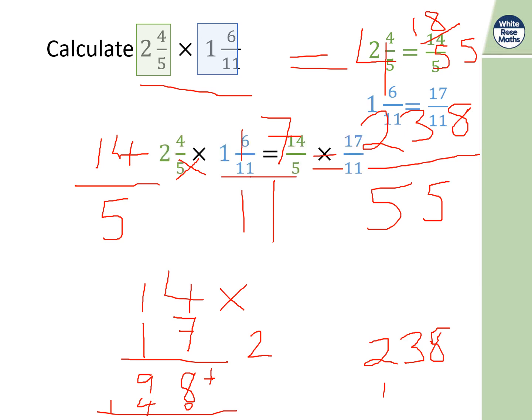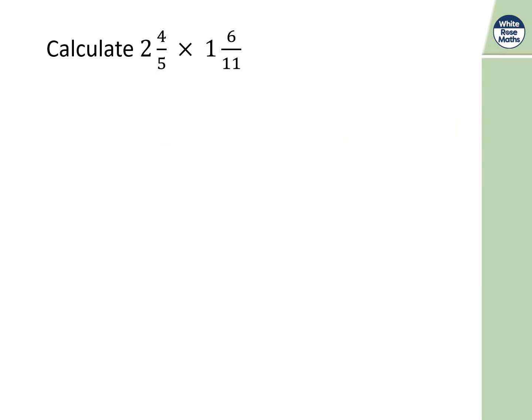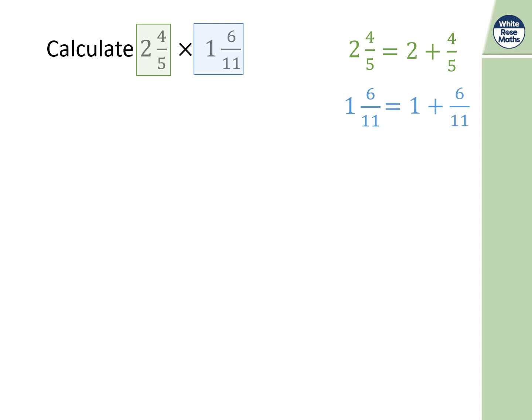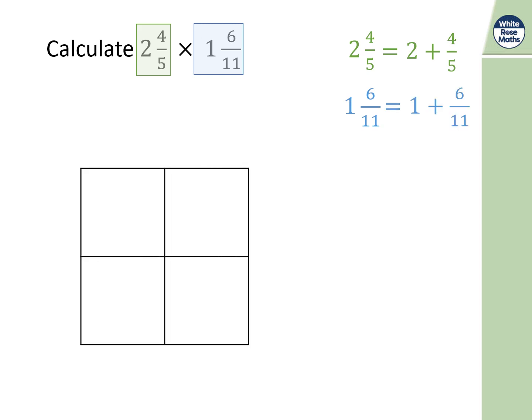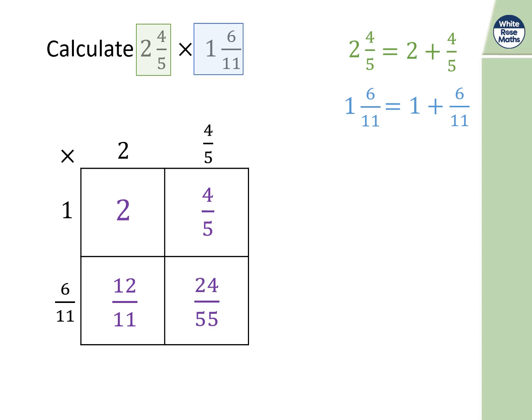Then this next one is going to show a different method. It's going to do 2 times 1 plus 2 times 6/11 plus 4/5 times 1 plus 4/5 times 6/11. It will give you the same answer. So 1 times 2 is 2, 1 times 4/5 is 4/5, 2 times 6/11 will be 12/11, and then that will give you 24/55.